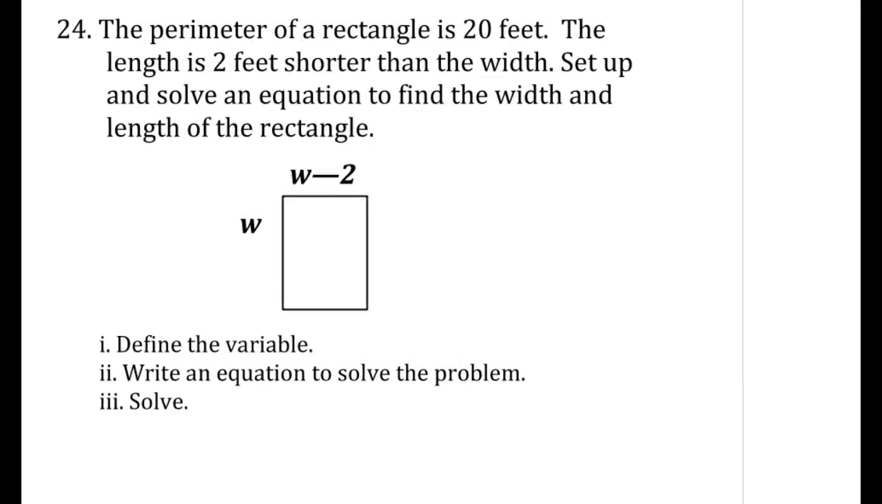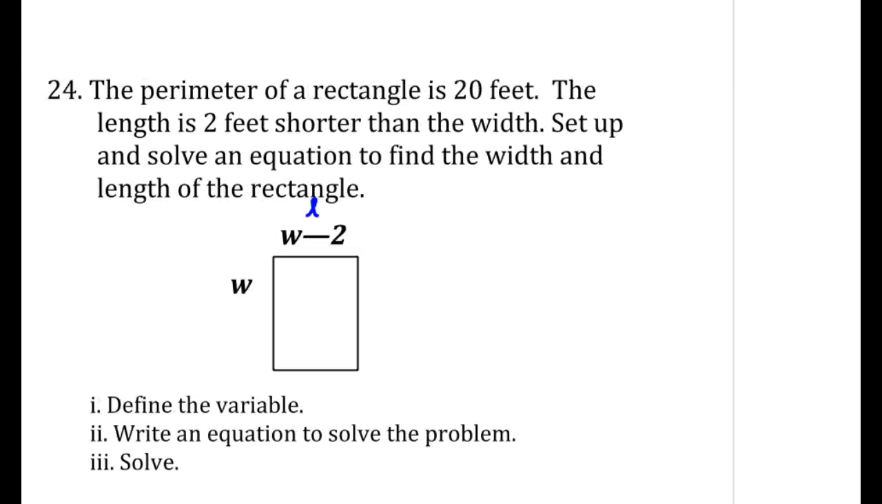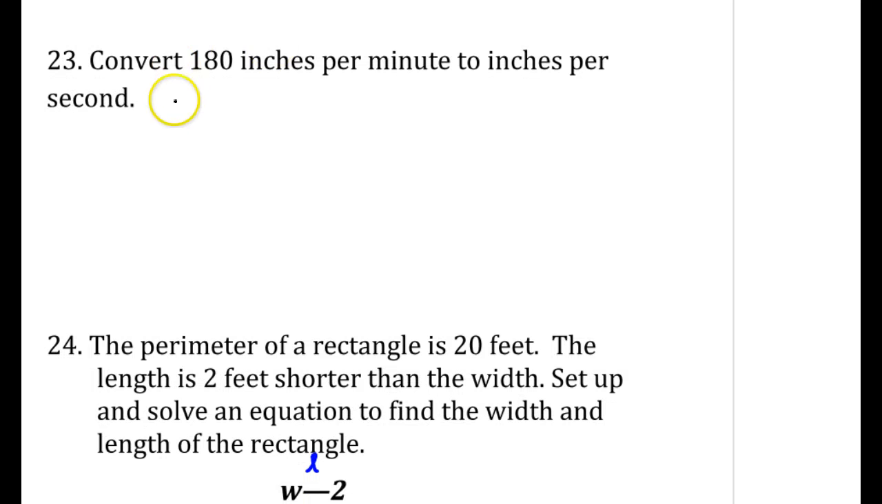Perimeter of a rectangle, 20 feet. The length is 2 feet shorter than the width, as you can see here. So the width minus 2 is the length. Oh, there's one more. There it is, 180 inches per minute, 2 inches per second. So we're only changing the time here from minutes to seconds. Inches are going to stay the same. So 180 inches.